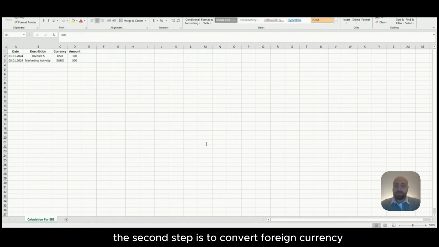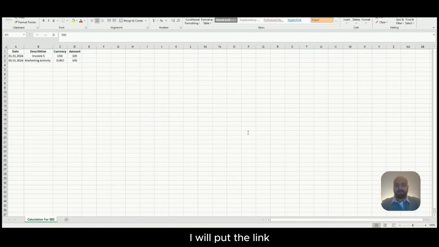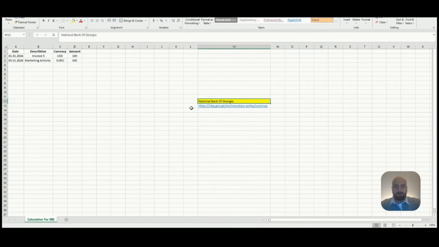The second step is to convert foreign currency into Georgian lari, because according to the legislation of Georgia, you pay tax in Georgian lari, GEL, and the amount received and the tax must be calculated in Georgian lari. And where should you find the exchange rates? I will put the link to the National Bank of Georgia here. In this link, you can easily find the currency exchange rates.